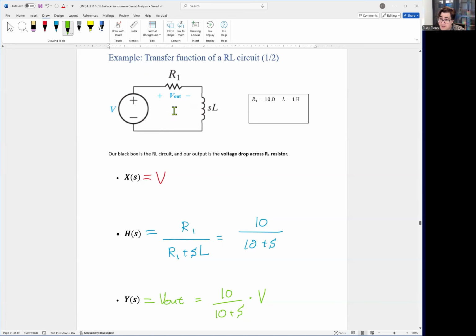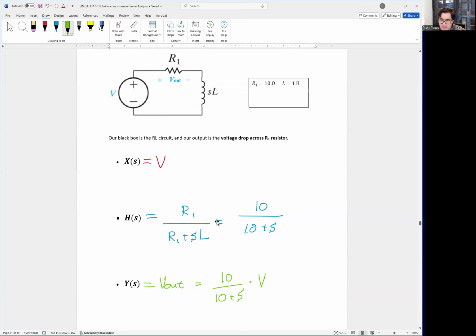So what's the gain of the circuit? It's still going to be voltage division, except we have an inductor. So the voltage division is across the resistor we're measuring, so it's R divided by both of them, R plus S L. Plugging in R equals 10 and L equals 1, we get 10 over 10 plus S. Our H of S, the gain of the circuit, is 10 over 10 plus S. So our output, Y, is equal to the gain of the circuit, 10 over 10 plus S, multiplied by the input voltage, V. Again, if these numbers change, or this circuit changes, this all needs to get recalculated.